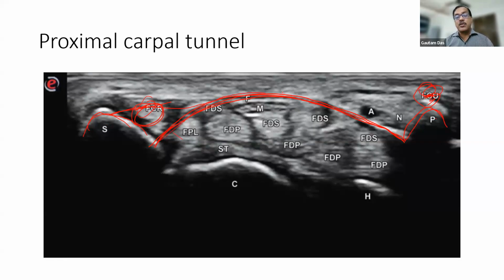And within the carpal tunnel, what are the components? Within the carpal tunnel, there are flexor digitorum superficialis, 4 tendons, and flexor digitorum profundus, 4 tendons, and flexor pollicis longus. That means 9 tendons are there. And apart from that, there is your median nerve. The median nerve also gives the palmar cutaneous nerve, which will be at these positions. I'll be showing you over the volunteers.